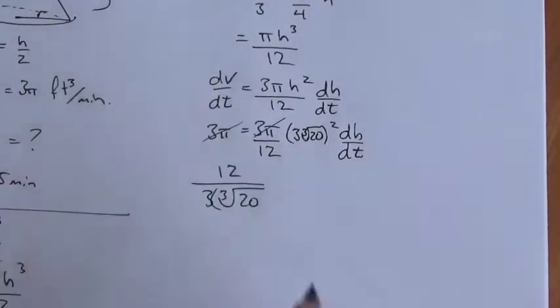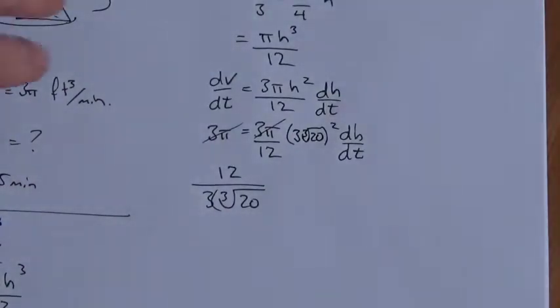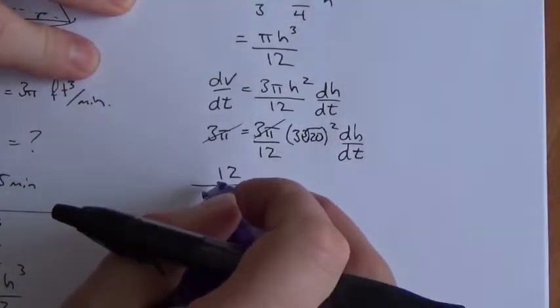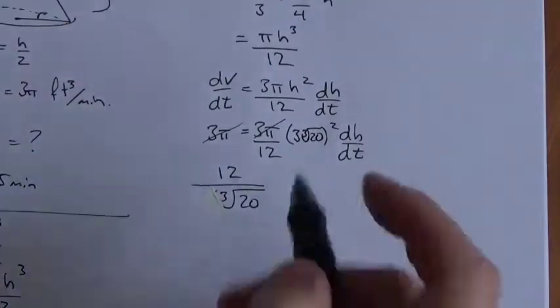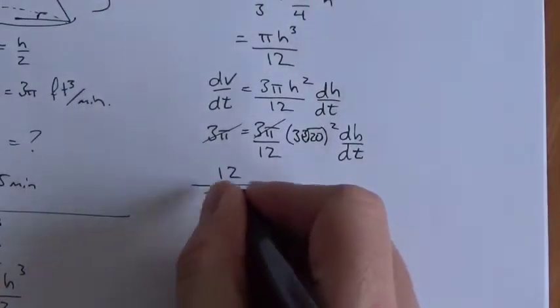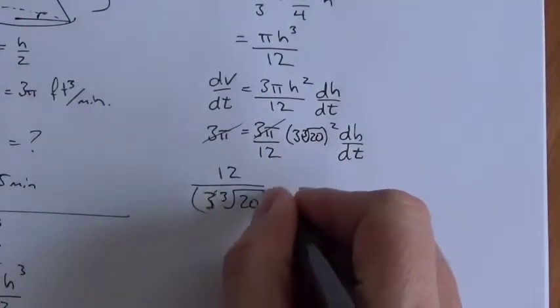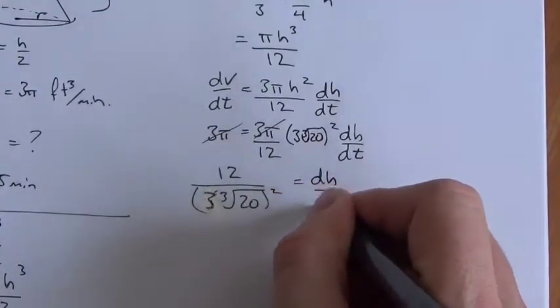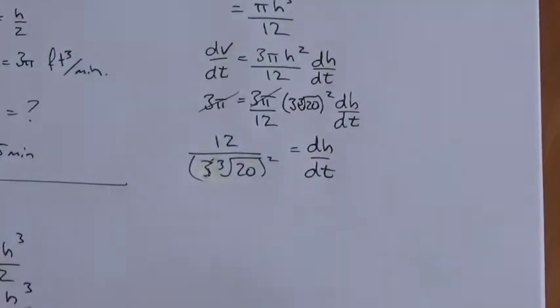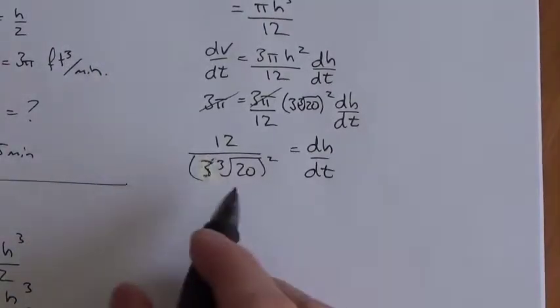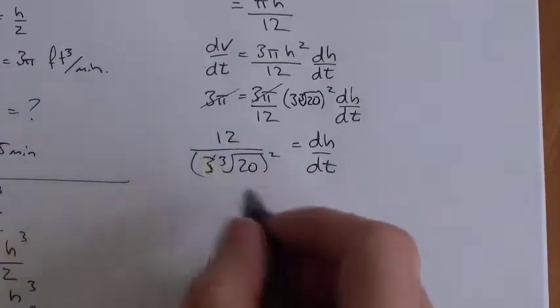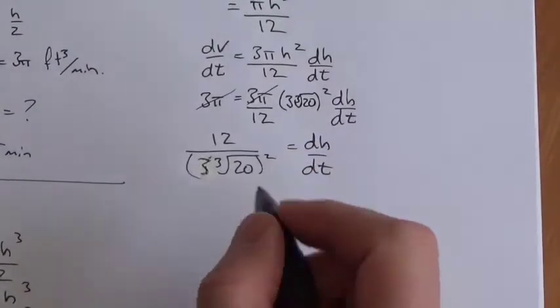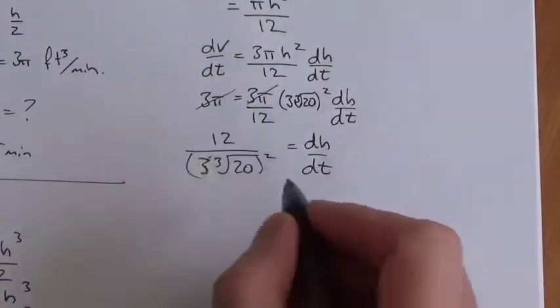Oops, that whole thing is being squared. I put that parenthesis in the wrong spot there. I got a little too quick with the parenthesis. So this is 3 cube root of 20 squared, and this is going to equal dh by dt. Now, I suspect that I would be smarter to just use the calculator here and get a decimal, but let's just simplify this right now, just because it's kind of fun, actually.